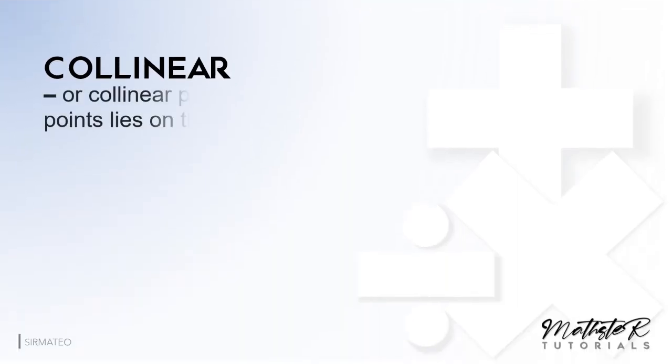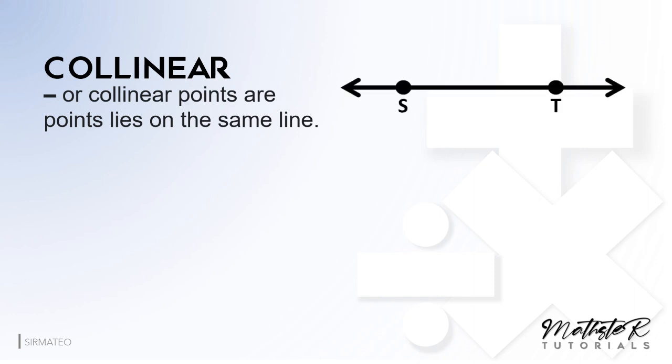Let's have collinear. So collinear points are points that lie on the same line. Okay? So kanina meron tayong line. Sabi doon, line can extend in opposite directions. Collinear points, yun yung mga points na nandoon sa isang line. Okay? Pwede siyang maging 2 or more points. So kapag may nakita kayong points sa isang line, it is collinear points.